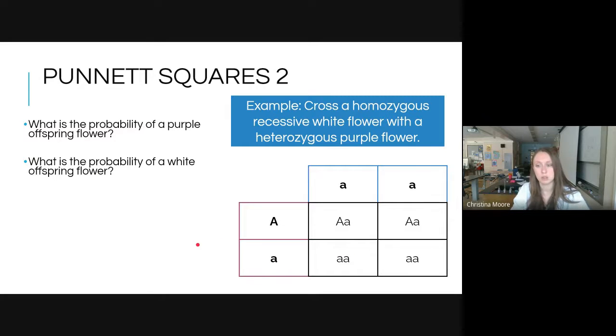Now, go ahead and go back to your groups. Another 2 minutes. What's the probability of a purple offspring flower? What's the probability of a white offspring flower? Think about how the genotype would lead to the phenotypes to determine your answers. Ready, set, go back to your groups.